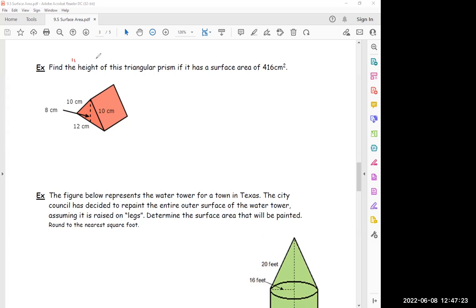It says find the height of the prism. By height of the prism, I'm talking about this. That's the height of the prism. This right here is not the answer. I'm looking for H, okay? And the surface area is 416. I wonder how much that can help. Work together. I'm going to give you 5 minutes and see if you can solve it. Remember, it's not as simple as just plugging into the equation, as you will see when we take it up.